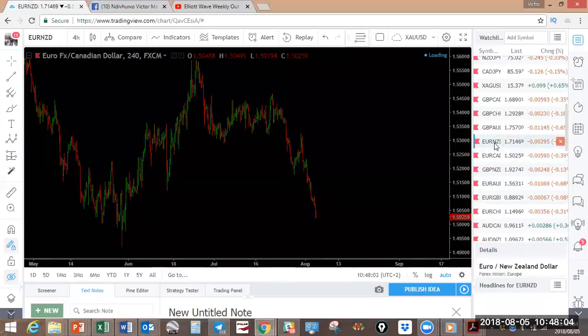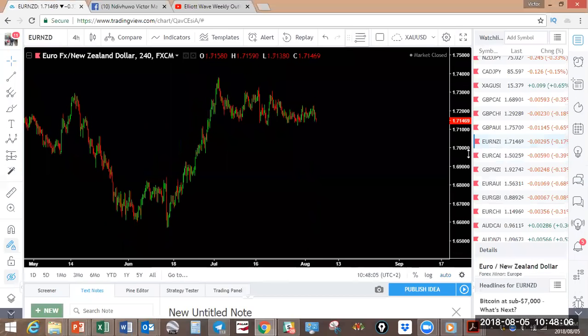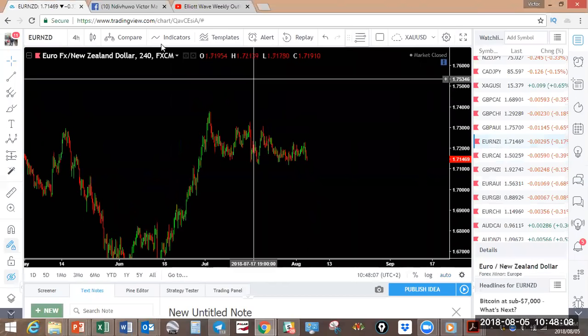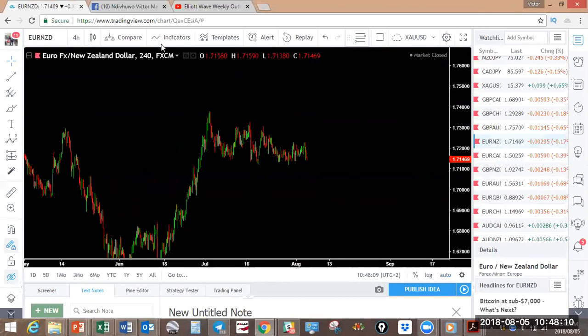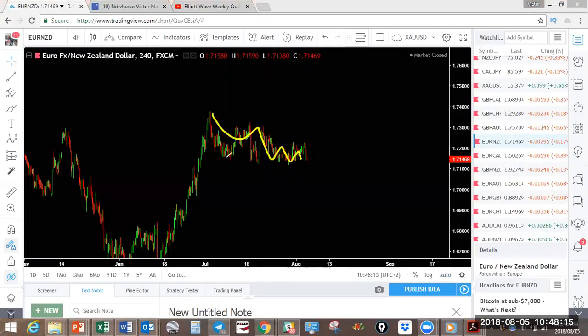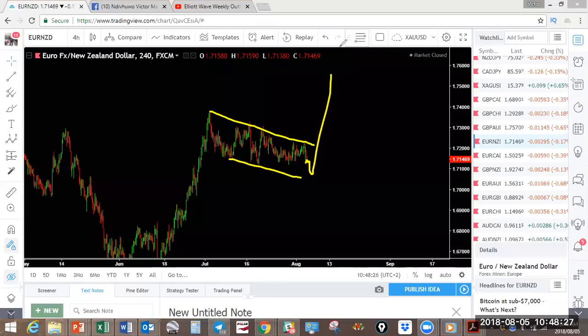Pound New Zealand, sorry, Euro New Zealand. Similar, we are looking for this structure. Look forward for this structure to complete, and then we're going to be looking for it to go to the upside like that. Okay, it's a correction, but for now it's still pushing a little bit lower. Rather wait for this confirmation for upside when it happens, and then we're going to start looking for downside when it reaches.